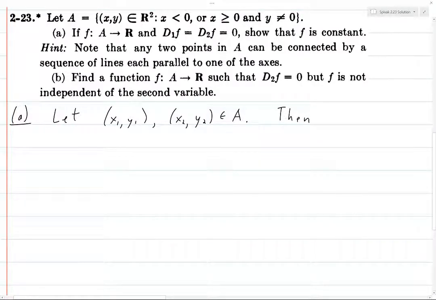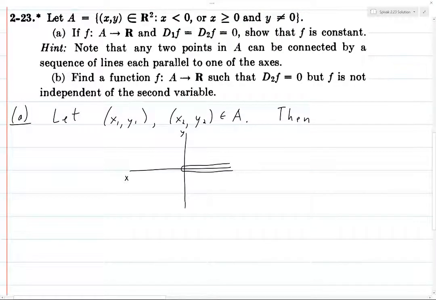Then, before proceeding, let's draw this out to get an idea of what this looks like. So this will be R2. We've got the x-axis and the y-axis. If x is greater than or equal to 0, then y cannot be 0. So we have this sliver of points of the form (x, y) where x is greater than or equal to 0 and y equals 0.